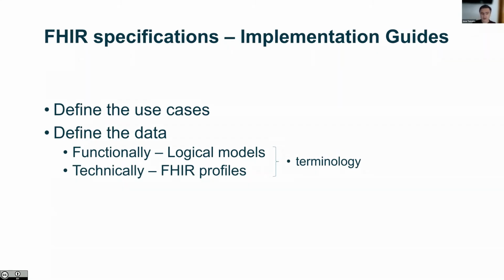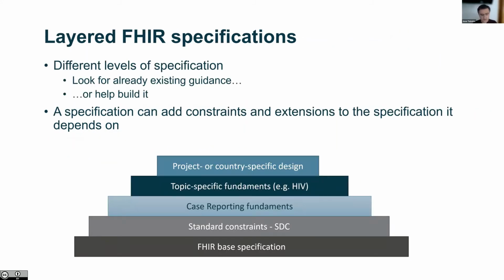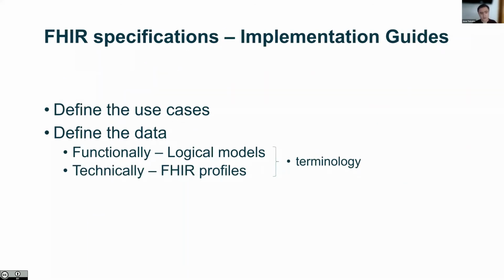You have those discussions in the first steps, defining the scope, and then you define the data. You find the functional view of the data, logical models, or you define the technical data, so the FHIR profiles, we'll get there, and then you do some terminology on this. It's pretty much this. Case reporting has a few more technical things, but the way of working is always the same. In all these layers, you always do the same thing. For a FHIR implementation, you define what your scope is, what the use cases are. From this, you define what data you want.